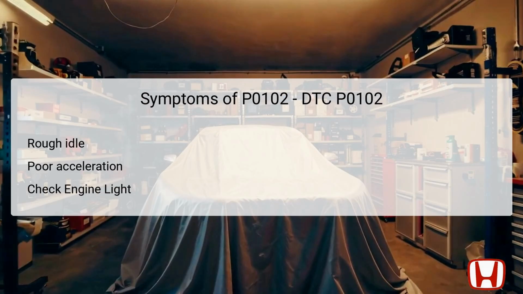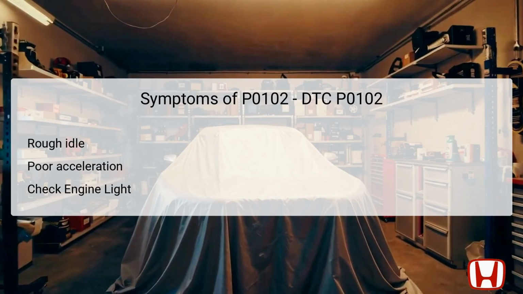When experiencing issues related to DTC P0102, a driver may notice specific symptoms that affect vehicle performance. A rough idle can occur due to an incorrect air-fuel mixture caused by the malfunctioning MAF sensor. In addition, poor acceleration might be observed as the engine struggles to perform due to incorrect air readings.